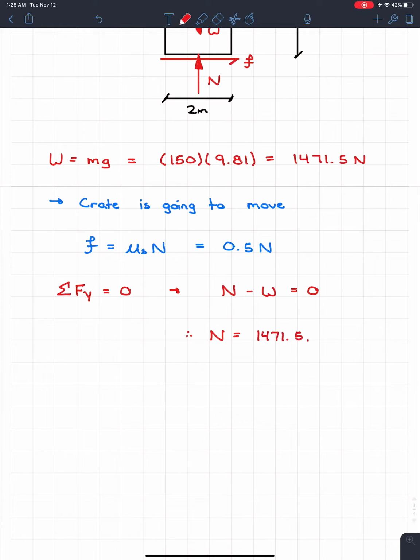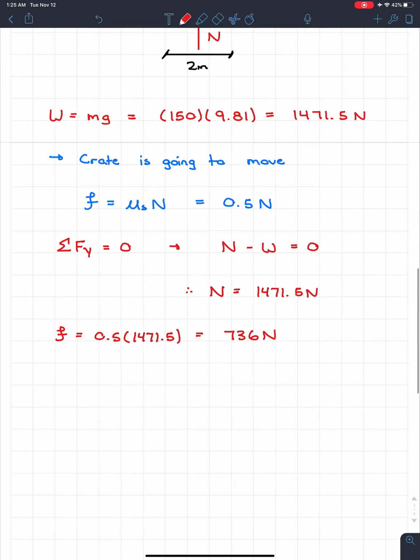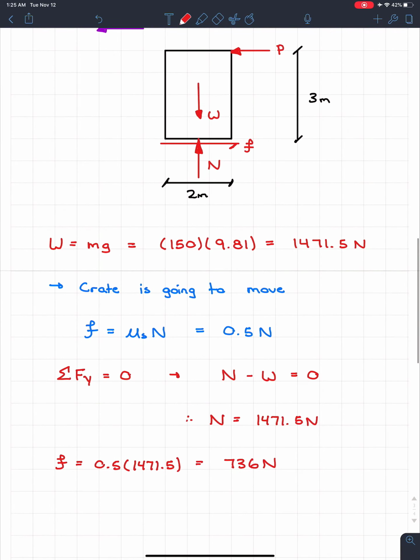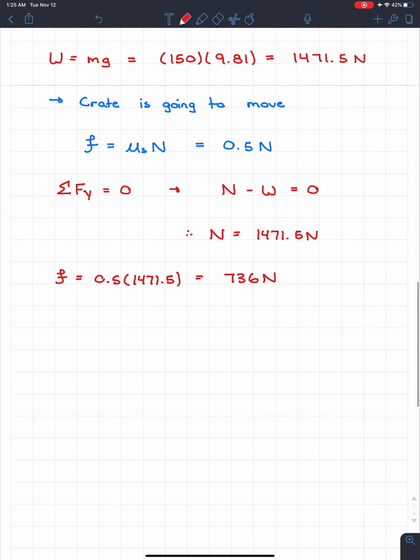1471.5 newtons. And then looking up at the equation above, we now know that our frictional force is going to be 0.5 of that normal force. So 0.5 times 1471.5. And that is going to be equal to 736 newtons. Perfect. So now if we look up, we did sum of the forces in y and we did friction. So our only equation left is going to be sum of the forces in x is equal to 0.